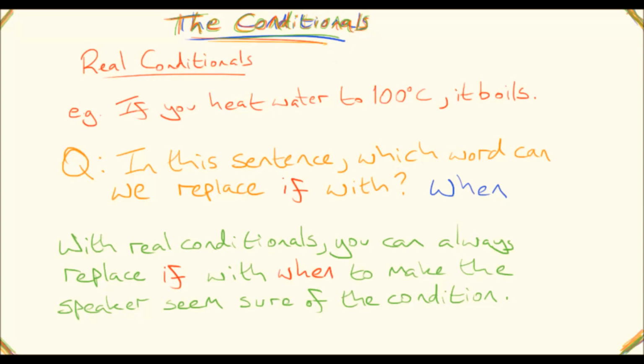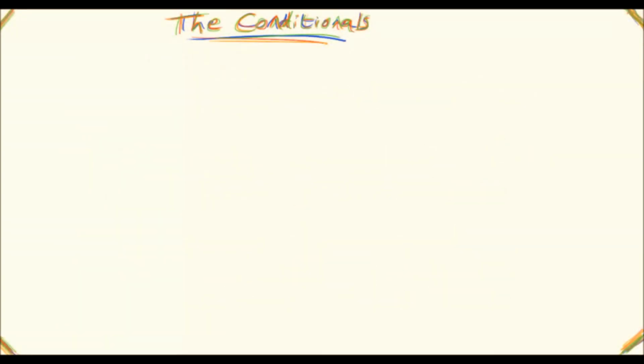So we can replace if with when to make the speaker seem more sure of the condition. Keep that fact in your brain somewhere, and we'll return to that a little bit later. We're going to turn our attention now to something that I think is far more grammatically interesting, and that's the idea of unreal conditionals. This is where, as I said, things start to get a little bit strange. But we're going to endeavour to understand the logic and the patterns behind what's happening here.